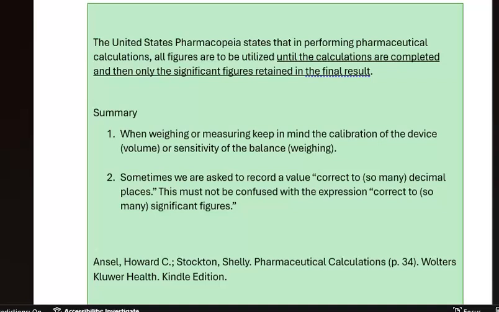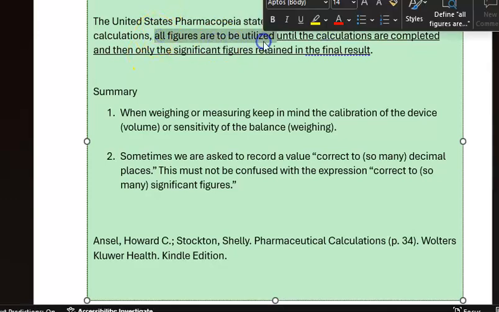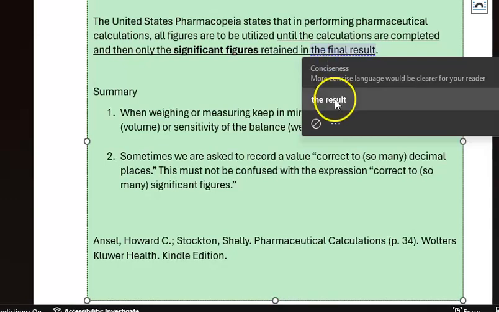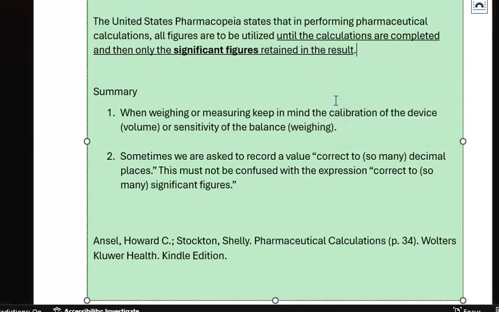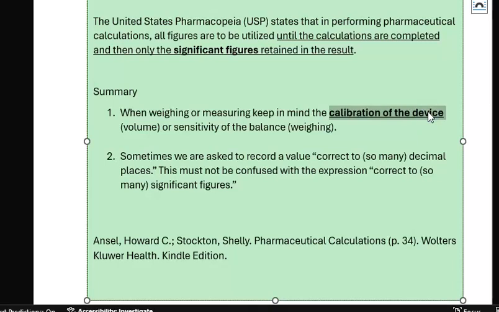Let me see what this summary document says. The United States Pharmacopoeia states that in performing pharmaceutical calculation, all figures are to be utilized until the calculations are completed, and then only the significant figures retained in the final answer. That's what the United States Pharmacopoeia, you may see the abbreviation USP used a lot, means. When weighing or measuring, keep in mind that the calibration of the device, so this is about accuracy in weighing and measuring, or the sensitivity of the balance is important.